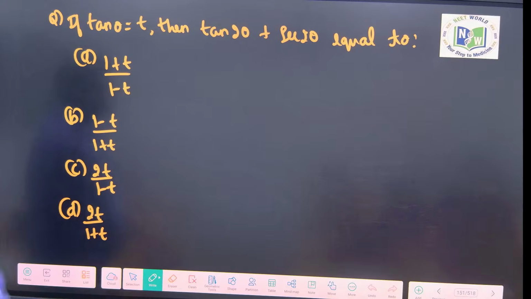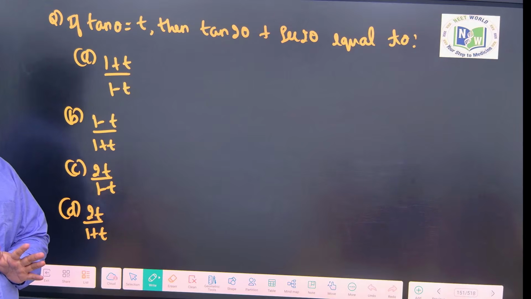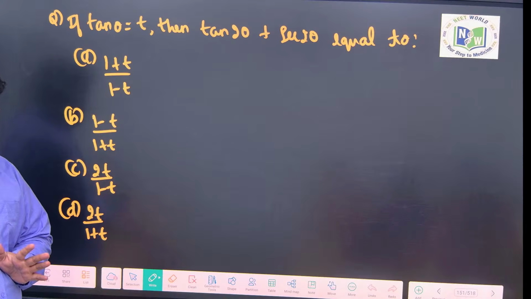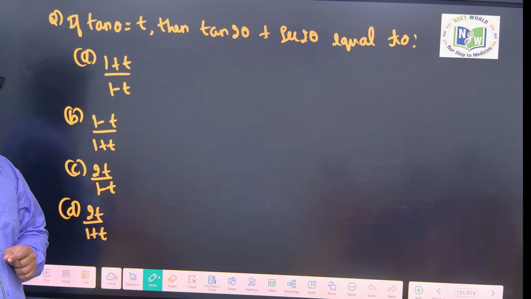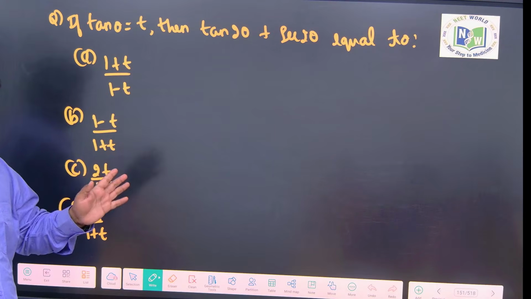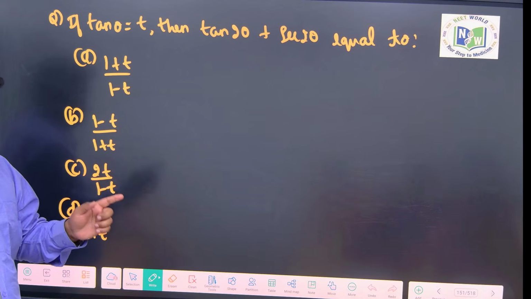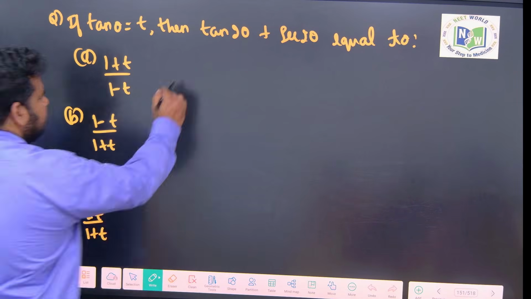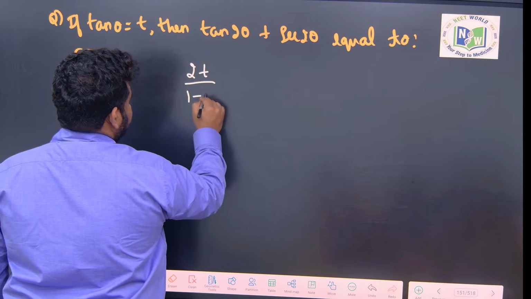So first tell me the approach. Tan 2 theta I will write as 2 tan theta by 1 minus tan square theta. Secant 2 theta I will write as 1 by cos 2 theta. Cos 2 theta in terms of tan is 1 minus tan square theta by 1 plus tan square theta. So tan 2 theta, instead of tan I will write t, is 2t by 1 minus t square.